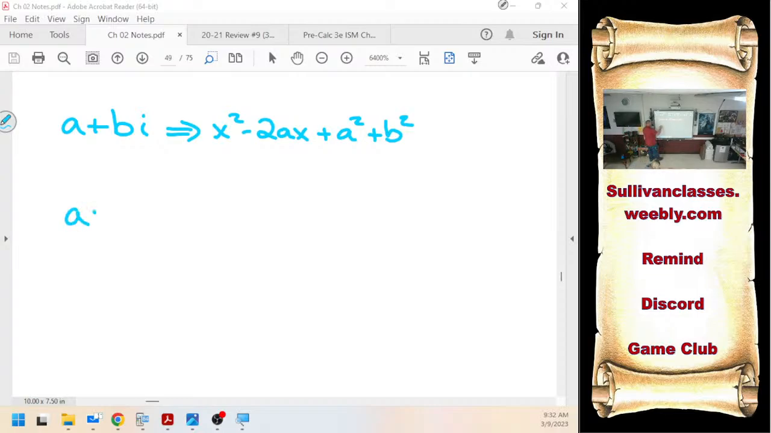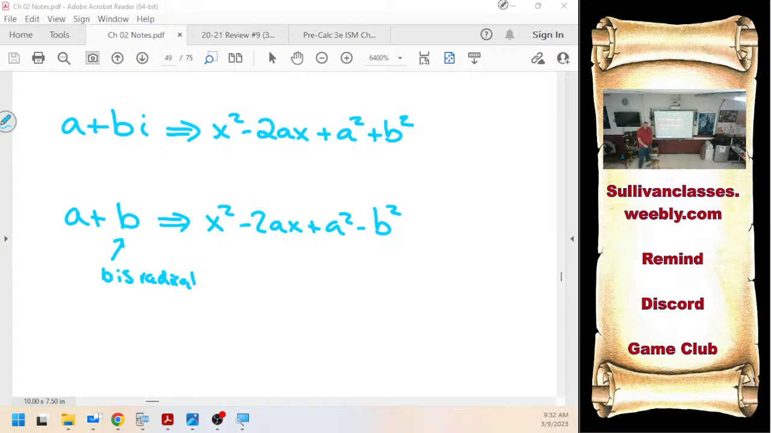If you have a plus b, and I'm just going to aim at this and say b is a radical. Remember, that could be square root of 5. That could be 16 square root of 7 over 3. Whatever it is, it's a big honking radical term. The only difference is I won't have the i squared at the end to change this sign. So it's minus b squared. Please write these down. Dear God, they save us so much time.